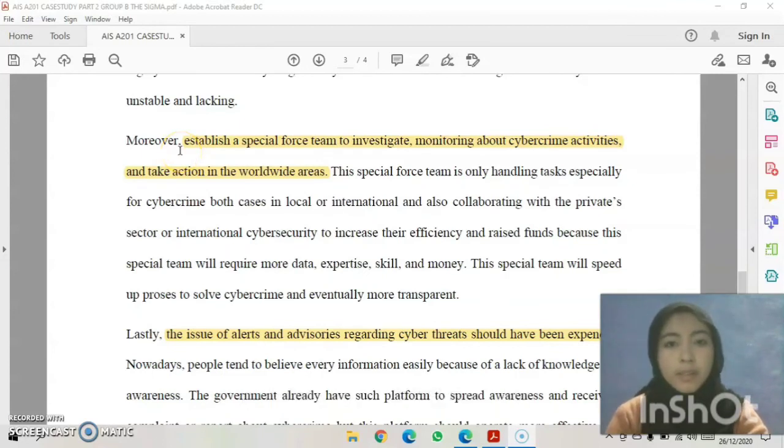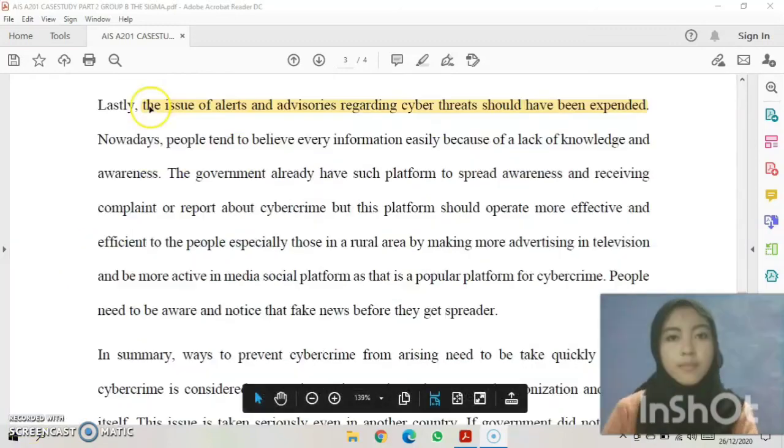Moreover, establish a special task team. This team is to investigate and monitor cybercrime activities, both local and international. This team can collaborate with the private sector or international cybersecurity bodies in order to increase their efficiency and to raise funds. This team will speed up the process of solving cybercrime cases with more transparency.